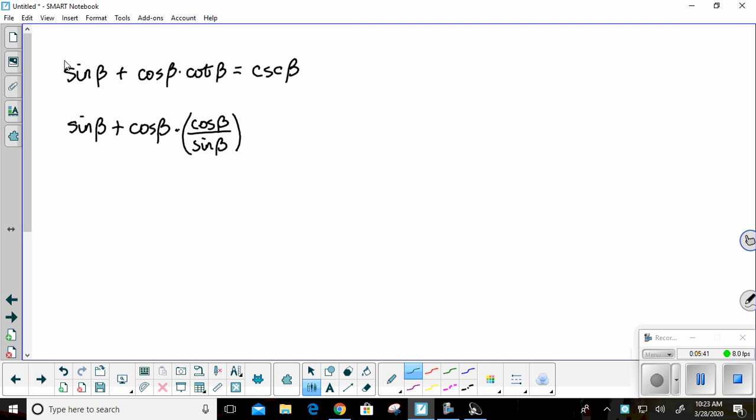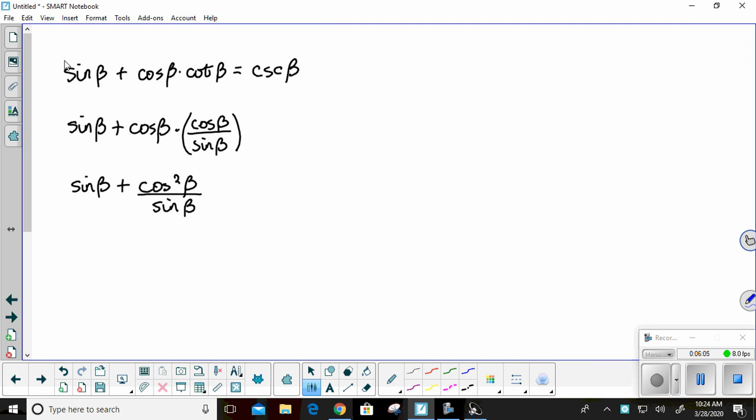Okay. Now, what I need to do is remember I've got this plus sign here on the left, so it's like I'm trying to add two different terms. Well, in order to add two things when we've got a fraction here, let me go ahead and write this next step. This is like cosine squared beta over sine beta. Now, remember, to add fractions, you got to have common denominators.